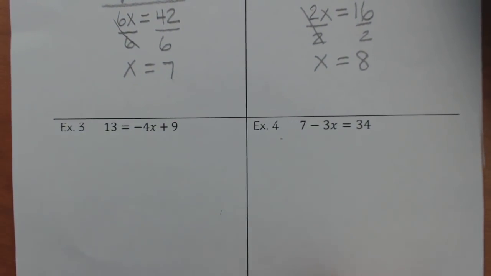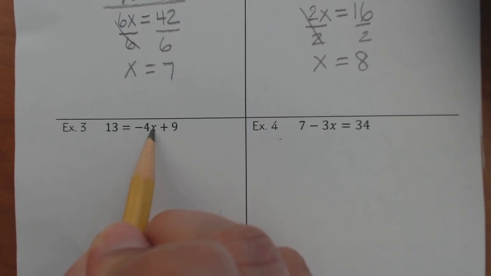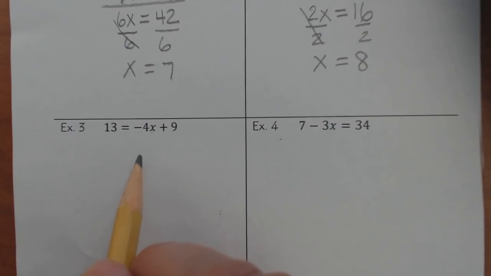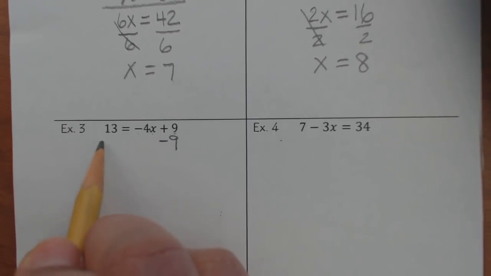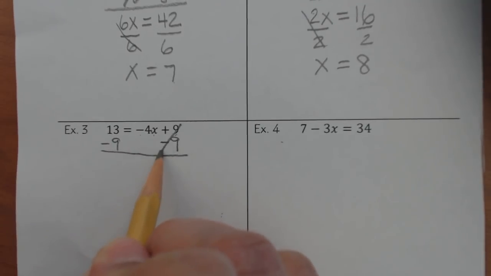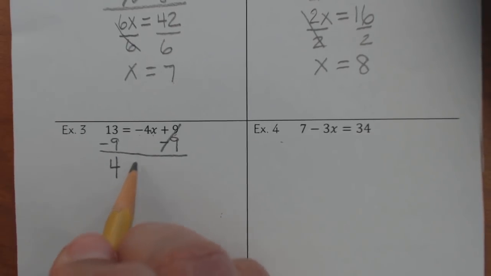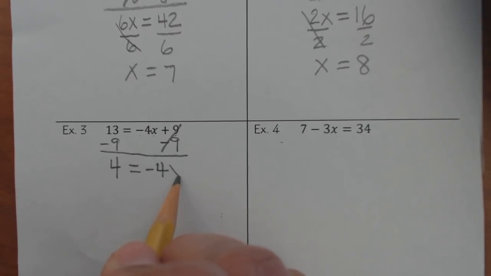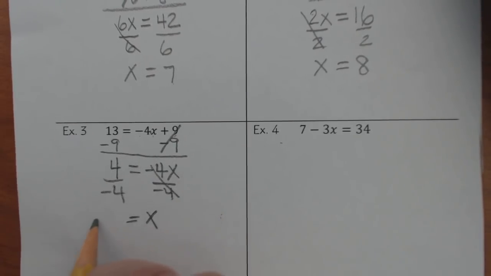Okay, 3 and 4. 13 equals negative 4 times x plus 9. Locating our x, this time it's on the right side of the equal sign. However, we still have a number being multiplied and a number being added, which is that 9. So let's bring over that plus 9 using inverse operations, so we subtract it. 13 minus 9 is going to be 4. Good job. So 4 equals negative 4x. Dividing both sides by negative 4 to undo that multiplication, x is going to be negative 1.